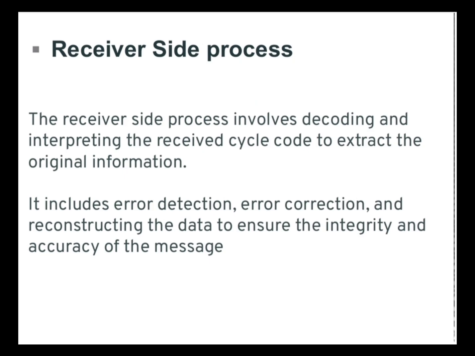Second process is the receiver side process. The receiver side process involves decoding and interpreting the received cyclic code to extract the original information. It includes error detection and error correction to ensure the integrity and accuracy of the message.